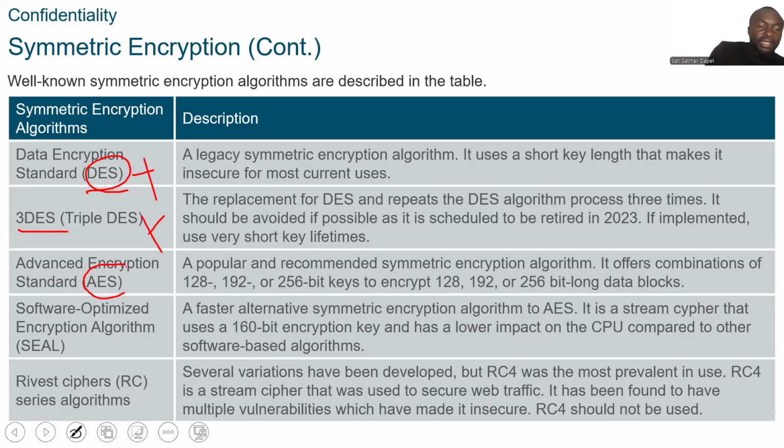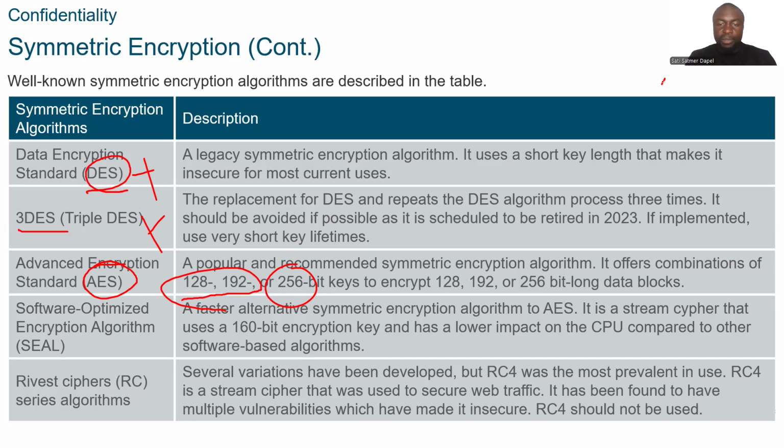Then you have the AES, Advanced Encryption Standard. Most of the times we use it in our Wi-Fi. Wireless, that. So it's a popular recommended encryption algorithm. It offers a combination of 128, 192 or 256-bit keys. So most of the times when you are setting up your Wi-Fi password and things like that, that one matters, okay?